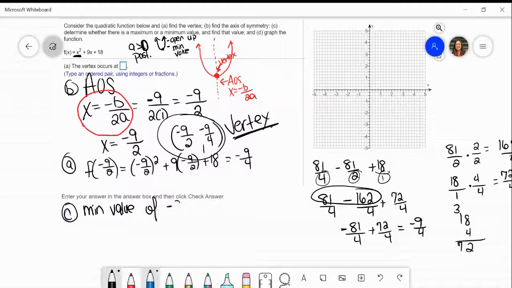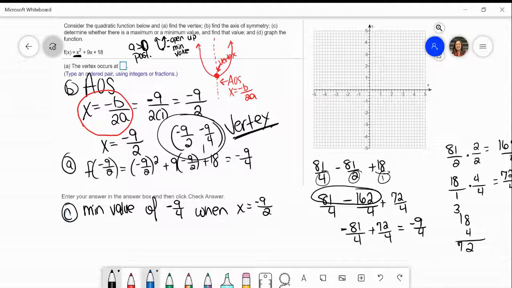of -9/4 when x is equal to -9/2. Okay. So that is part C. So I found the value, and part D says to graph.